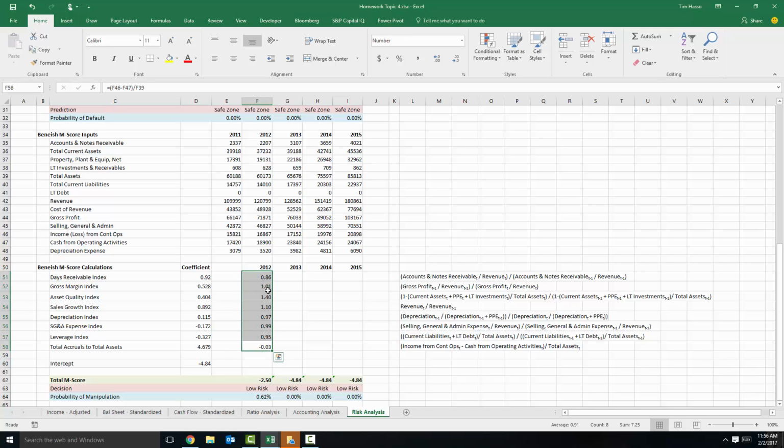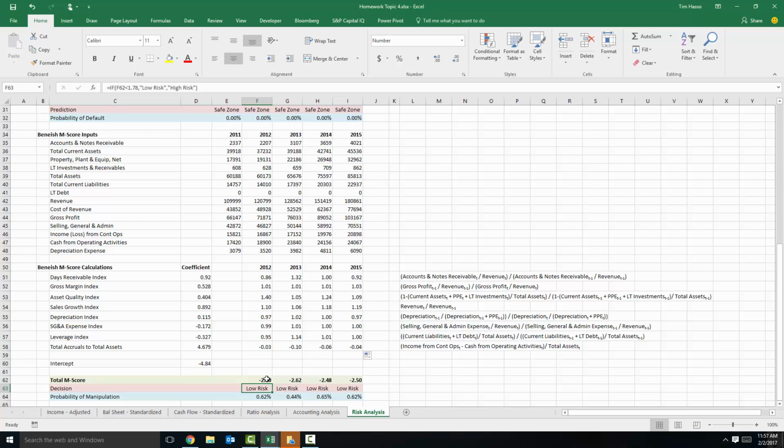Again, I'm just going to highlight all my values here, drag them to the right, and it's going to be calculating everything for me. Now the M-score works on slightly different cutoffs. So you can see here we have total M-score and how it's calculated. It's essentially just taking the coefficients, multiplying it by the value for each year, and then at the end it's adding on this intercept. Now the decision rule for this model is if the M-score is below 1.78, then it's low risk. If it's above 1.78, then it's high risk.